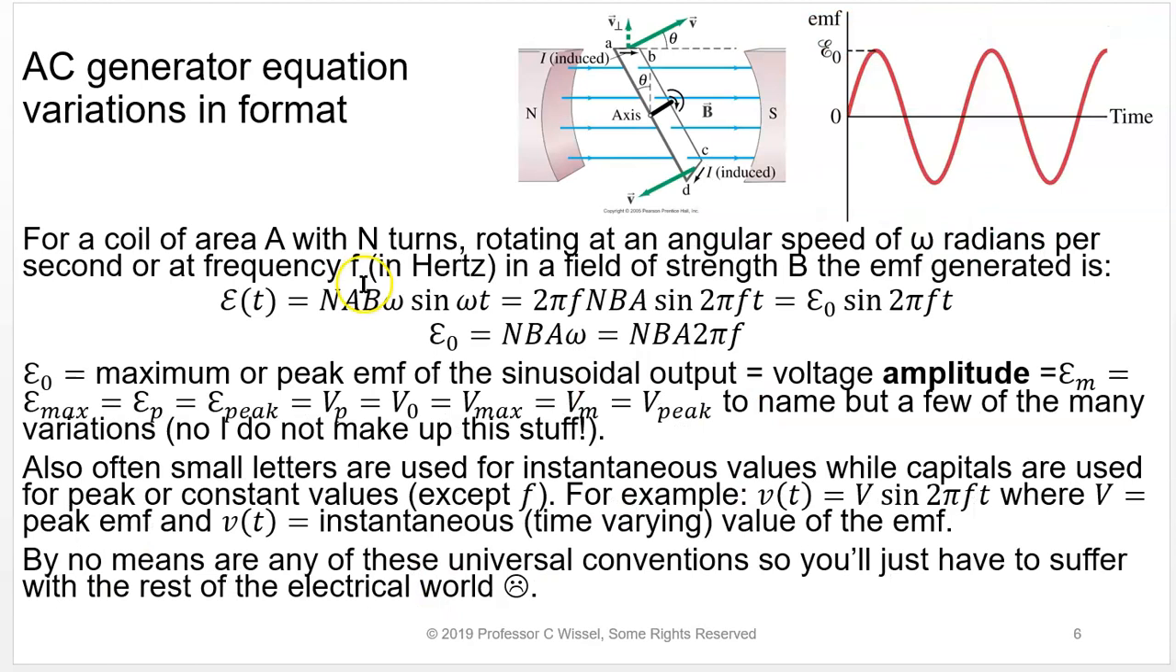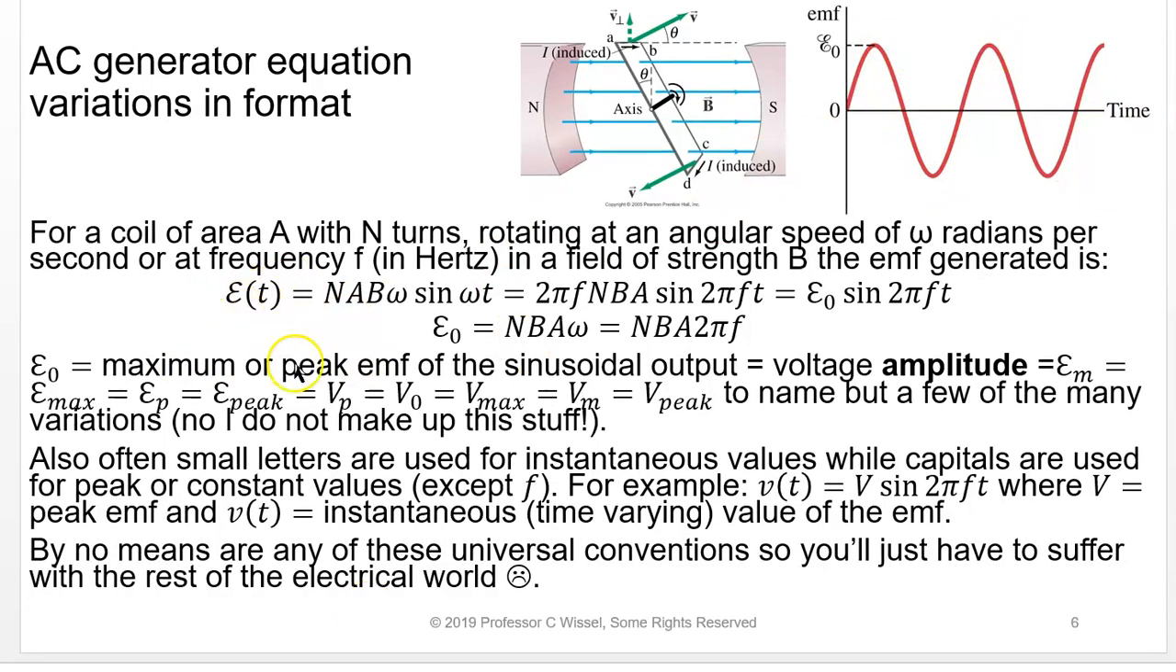As I mentioned before in a previous lecture, there is no consistent way of writing the AC generator equation. There are many, many different ways of writing it. And this is for a coil of area A with N turns rotating at angular speed of omega radians per second, or the frequency f in hertz, in a field of strength B. The EMF, and of course this will be the EMF that's generated, here's the waveform, over time.